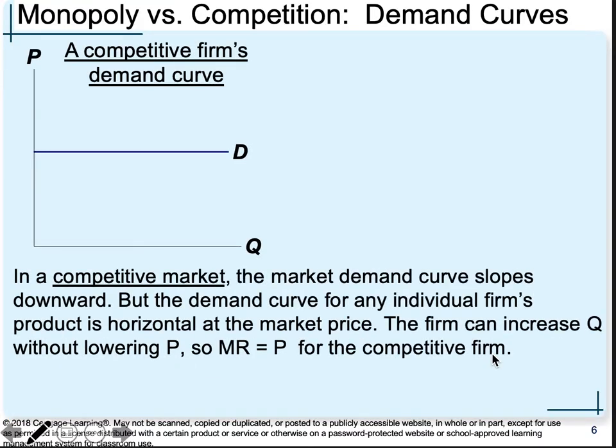All right, so monopoly versus competition, their demand curves. So in a competitive market, we have a horizontal demand curve. This is one of the key distinctions of a perfectly competitive market. They have no influence on the market. They only want to purchase at this specific price.